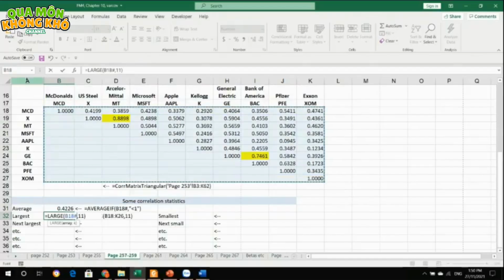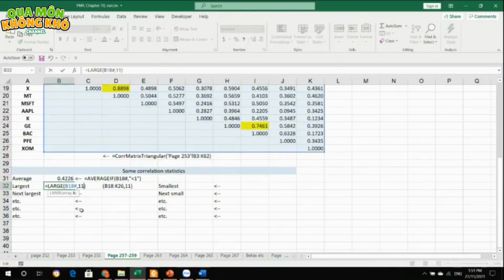In the array here, the largest number is number 1, but we ignore this. So in this we have 11 number 1 here. So we ignore. We have 10 number 1 here. So we ignore 10 numbers and just take the 11th to get the largest correlation.